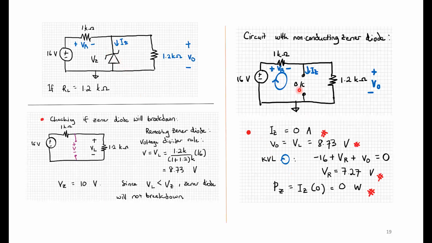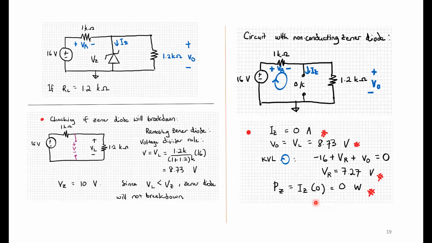Okay, so anyway, we do KVL here. We have VR as 7.27 volts. Let's finish up this question first. So the power dissipated is IZ, which is 0, times the voltage, the V open circuit, which equals 0.